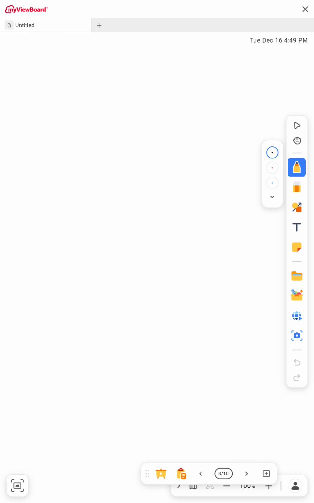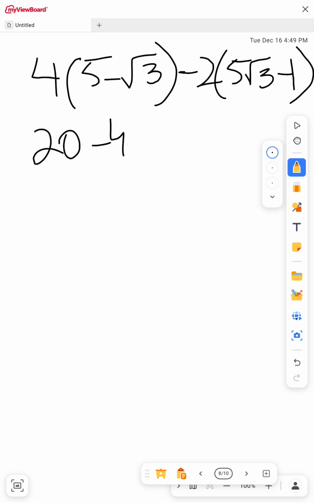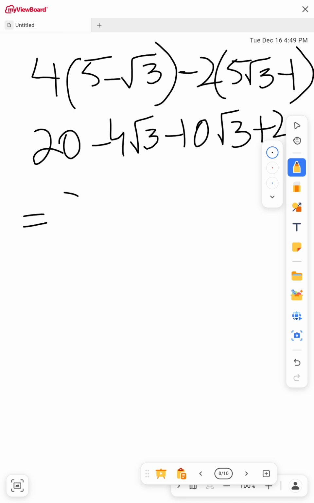Now let's have a look at another question. Simplify 4 into 5 minus square root 3, minus 2 into 5 square root 3 minus 1. 4 fives are 20, minus 4 square root 3, minus 10 square root 3, plus 2. 20 plus 2 is 22, minus 4 minus 10 is minus 14 square root 3. So the answer is 22 minus 14 square root 3.